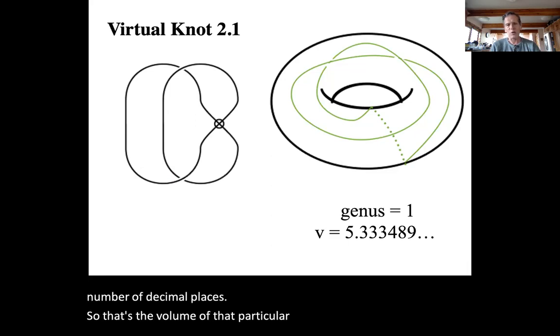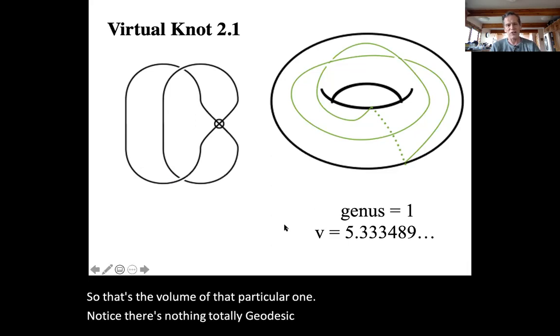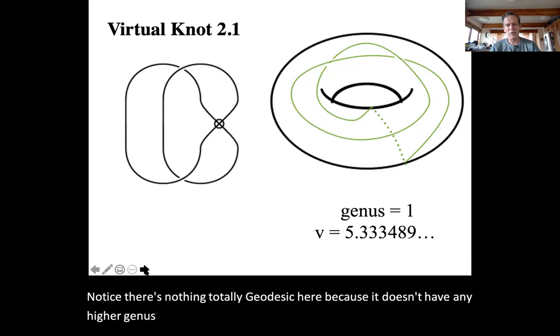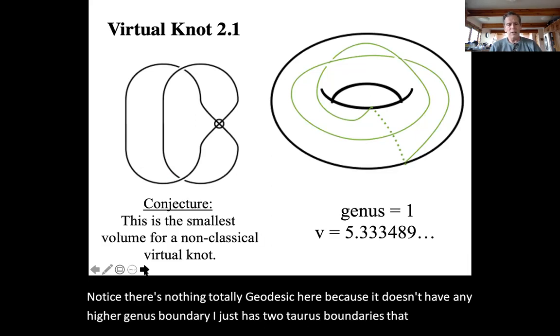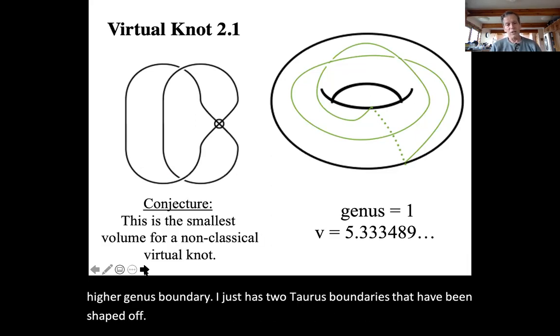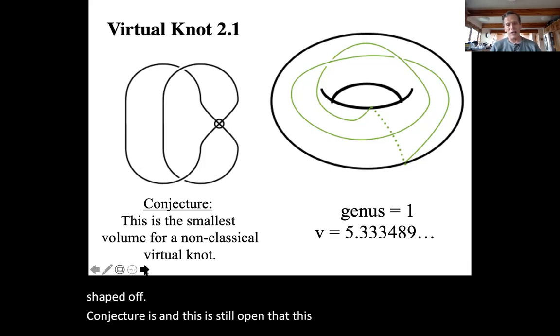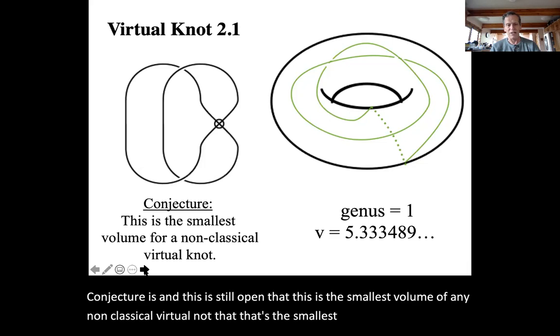Notice there's nothing totally geodesic here because it doesn't have any higher genus boundary. It just has 2 torus boundaries that have been shaved off. The conjecture is, and this is still open, that this is the smallest volume of any non-classical virtual knot. That that's the smallest you're ever going to get, but that has not been proved.